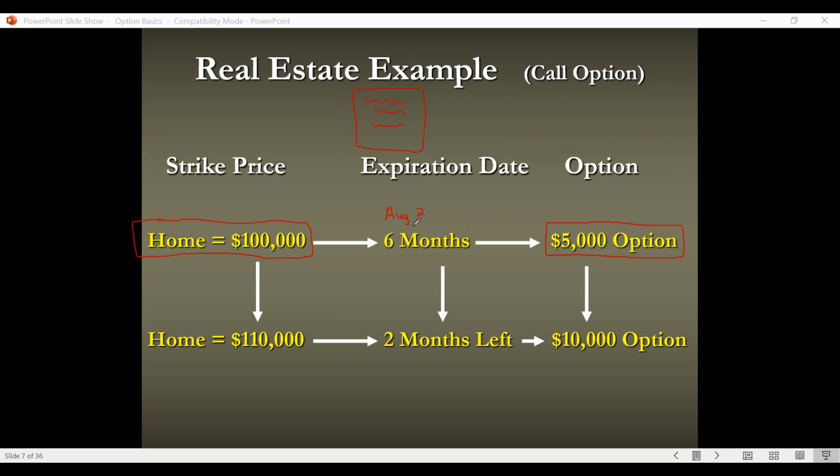And if I change my mind and I want to walk away, I can walk away. I'm not obligated to buy the house. However, I won't get that $5,000 back. I'm paying that $5,000 for this right to buy the house at $100,000 anytime between now and August 2nd.